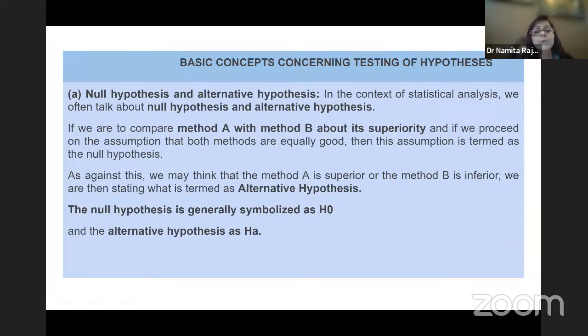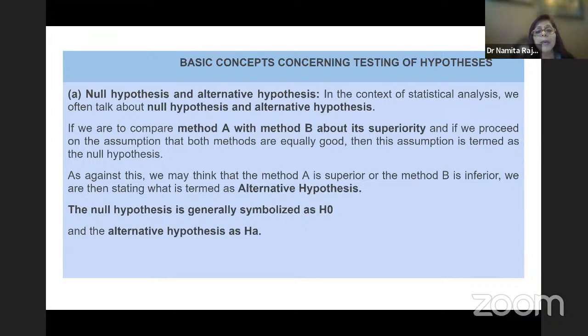So coming on to the basic concepts concerning the testing of hypothesis. There's a null hypothesis and there's an alternative hypothesis. In the context of statistical analysis, we often talk about the null hypothesis and the alternative hypothesis. The null is represented by H0 and the alternative can be HA or H1, depending.